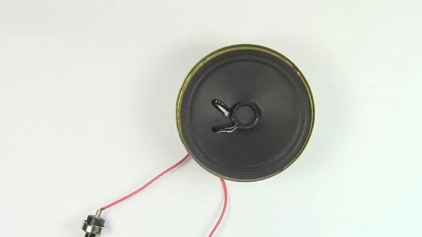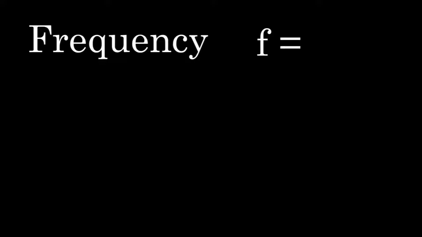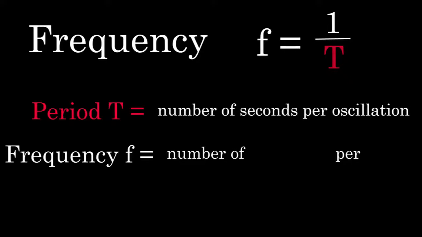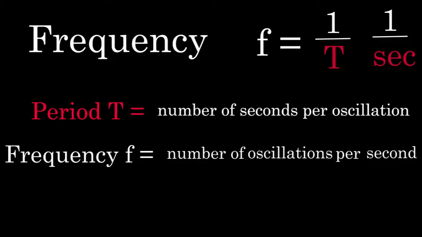An idea intimately related to the period is called the frequency. Frequency is defined to be 1 over the period. So since the period is the number of seconds per oscillation, the frequency is the number of oscillations per second. Frequency has units of 1 over seconds, and we call 1 over a second a hertz.